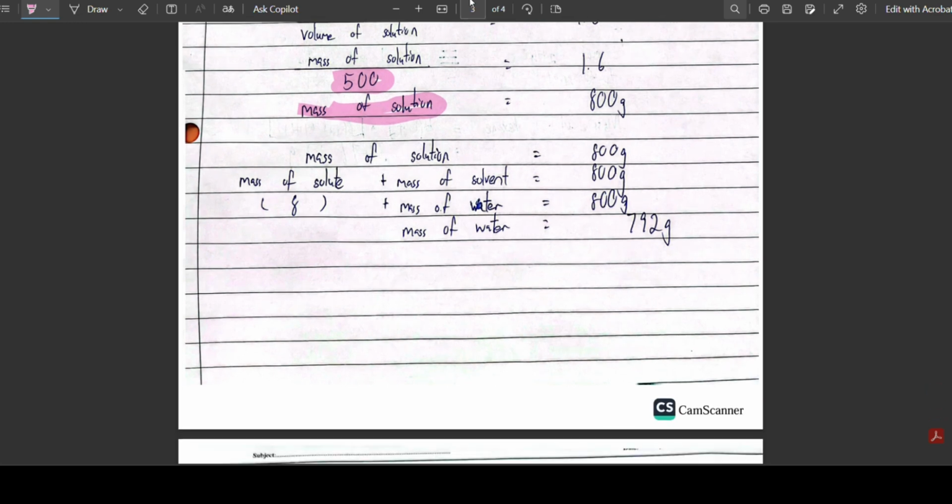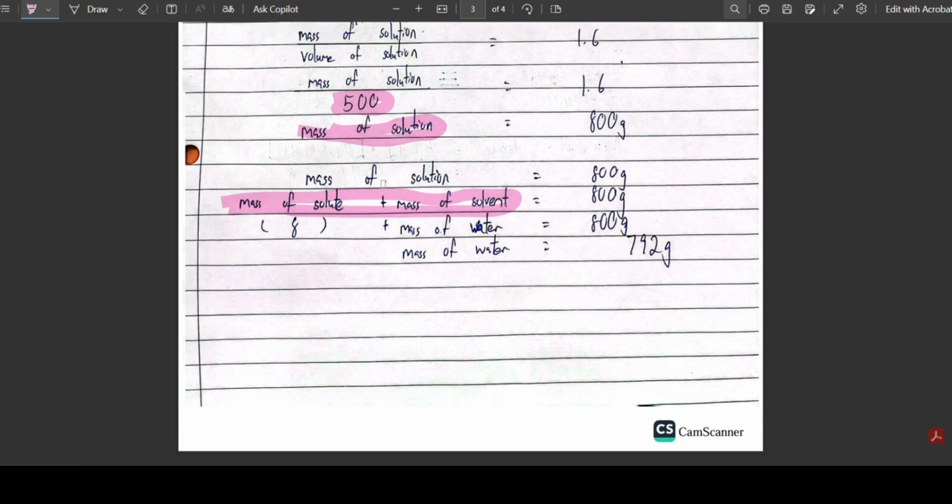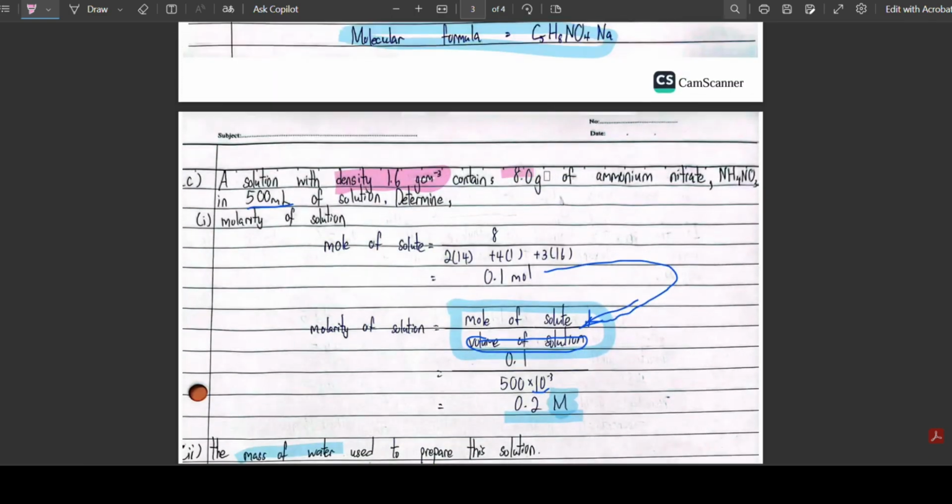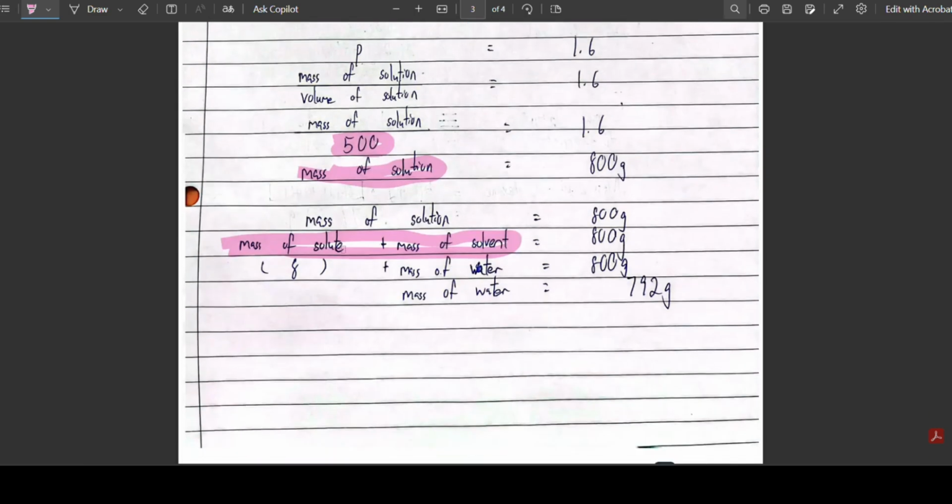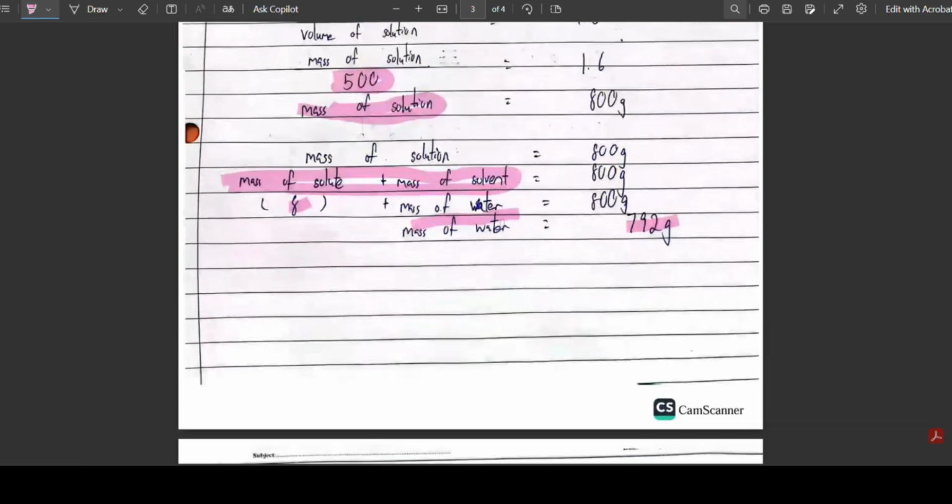So for the mass of solution, the formula will be mass of solute plus mass of solvent. As we know, the mass of solute has also been given, which is 8 gram. So we will substitute into it, and then we are getting the mass of water is 792 gram.